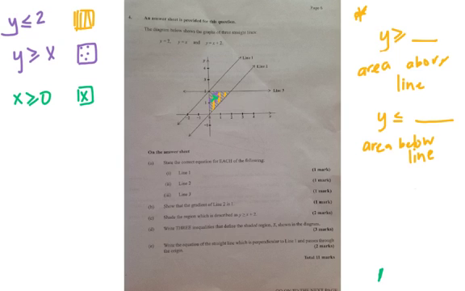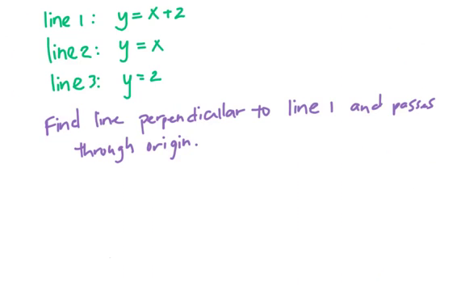And part E asks us to write the equation of the straight line which is perpendicular to L1 and passes through the origin. Okay, so we're going to look at line 1, right, because we're trying to find the line that's perpendicular to line 1. What do we know about perpendicular lines? We know that the product of the gradients of two perpendicular lines is equal to -1.